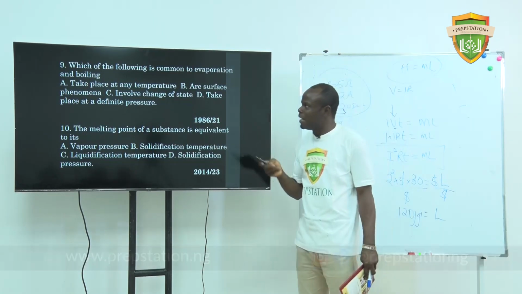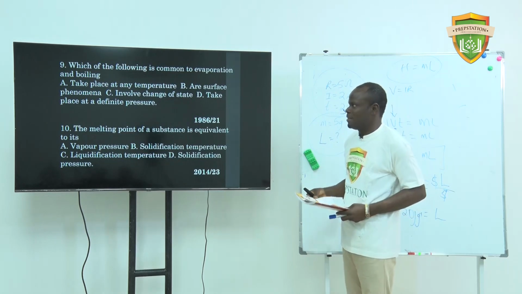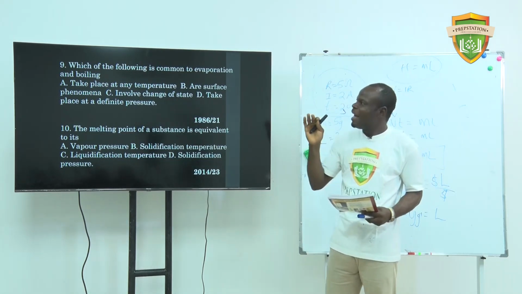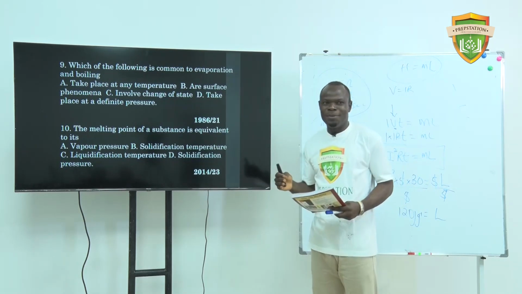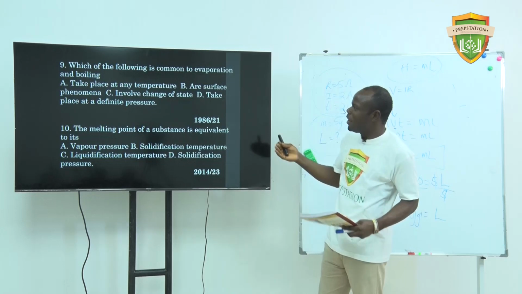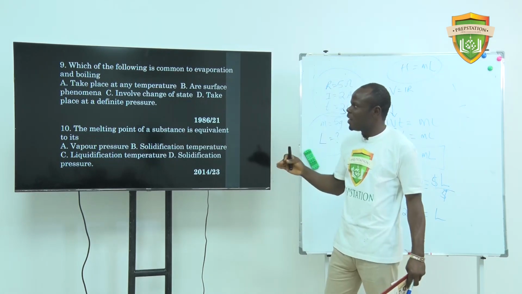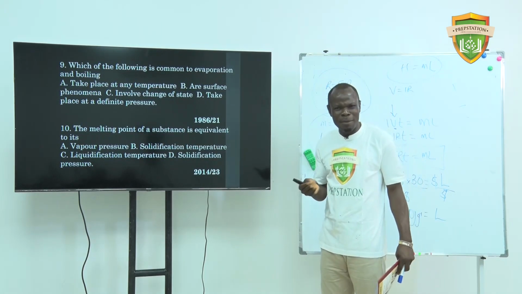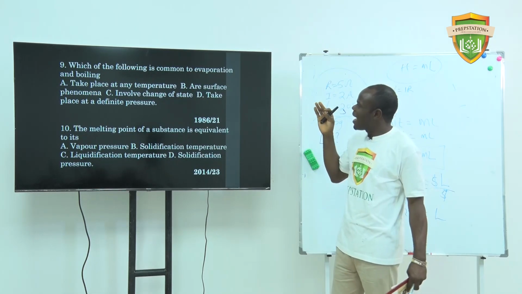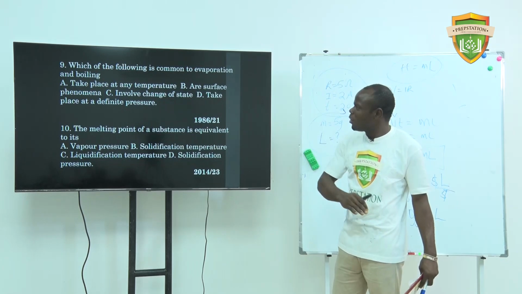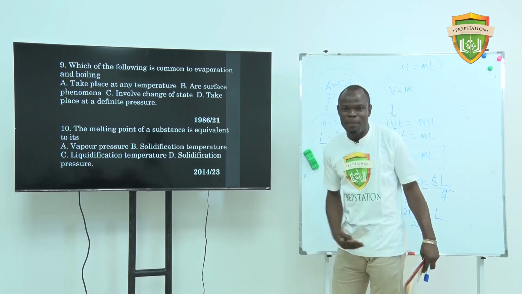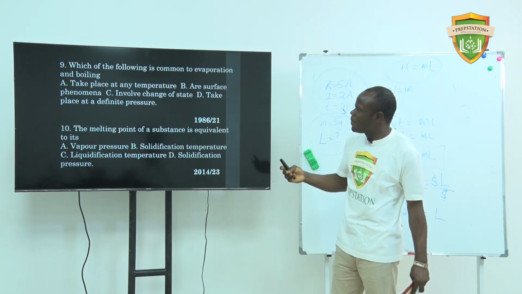Let's go to number 9. Question 9. It says, which of the following is common to evaporation and boiling? A says it takes place at any temperature. Could that be true? Let's look at all of them before we pick the answer. B, are surface phenomena. All of them happen in the surface. Is that true? Boiling happens everywhere, all the part of the liquid. So that cannot be the answer.